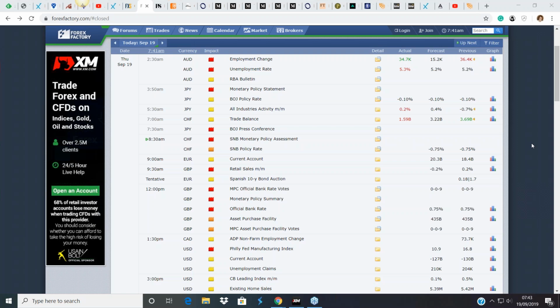And again, it's understanding that this is not binary. Good fundamental news, currency goes up. Bad fundamental news, currency goes down. I wish it were as simple as that. It's much more nuanced. It's interpretation.